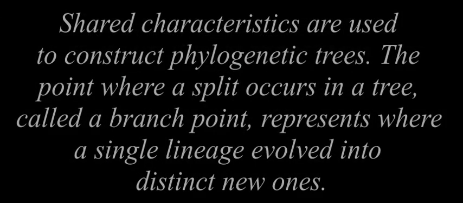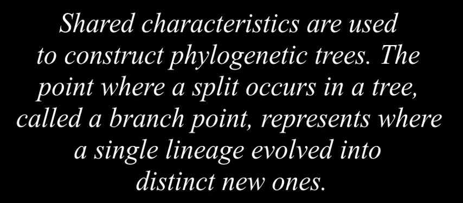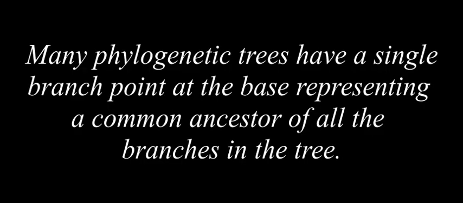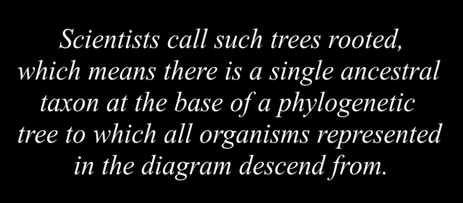Shared characteristics are used to construct phylogenetic trees. The point where a split occurs in a tree, called a branch point, represents where a single lineage evolved into distinct new ones. Many phylogenetic trees have a single branch point at the base representing a common ancestor of all the branches in the tree. Scientists call such trees rooted, which means there is a single ancestral taxon at the base of a phylogenetic tree from which all organisms represented in the diagram descend.